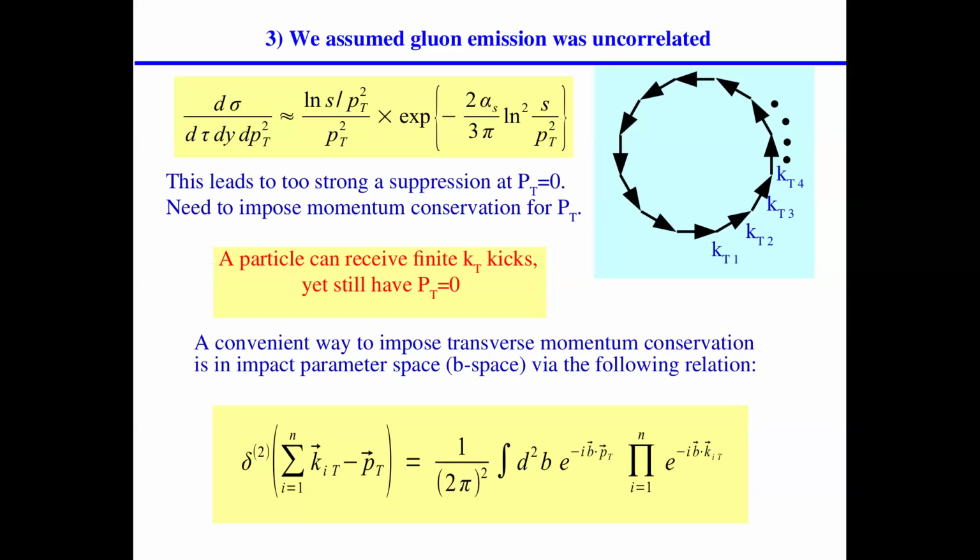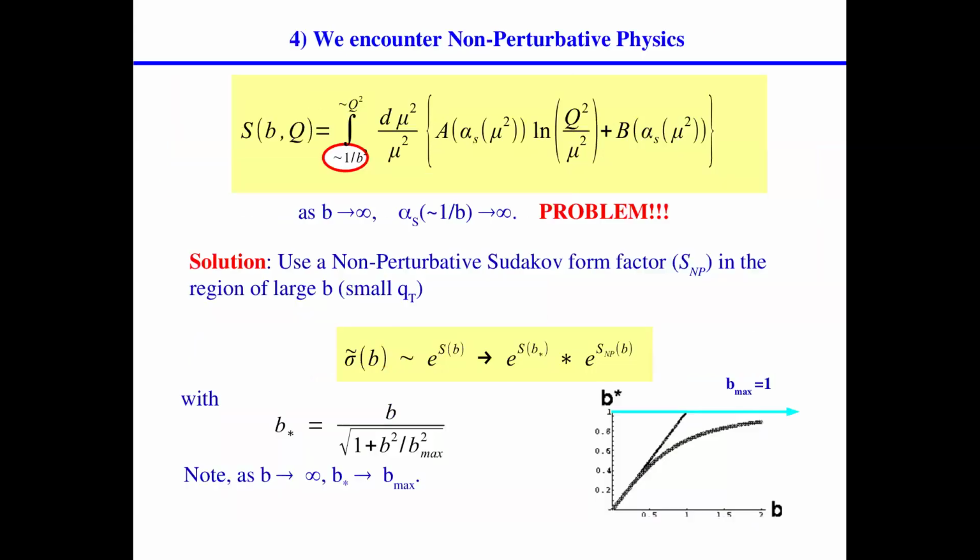I'll refer to the one older one, and there have been some more modern ones. But again, this solves a problem that you get too much of a depletion at PT at 0. Finally, the last problem is we encounter non-perturbative physics.